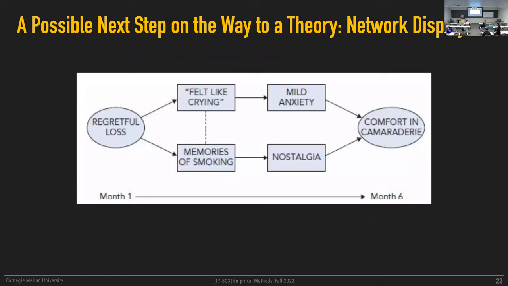Right. So this happens very rarely, but ideally, if you're going the whole way, you would also try to further identify relationships, ideally causal relationships, between these themes that came out of your interviews. So maybe here, regretful loss leads to feelings of crying and memories of smoking, which in turn trigger anxiety or nostalgia, and people then find comfort and camaraderie with others that went through a similar experience. This last step of theorizing happens very rarely.